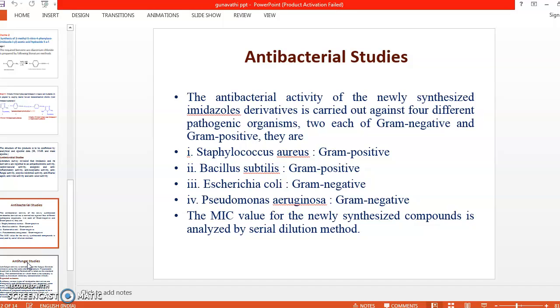The antibacterial activity of the newly synthesized imidazole derivative is carried out against 4 different pathogenic organisms, 2 of them gram negative and 2 of them gram positive. Number 1, Streptococcus and Bacillus subtilis. These 2 are gram positive. Next, Escherichia coli and Pseudomonas aeruginosa. These 2 are gram negative. The MIC value for the newly synthesized compound is analyzed by the serial dilution method.